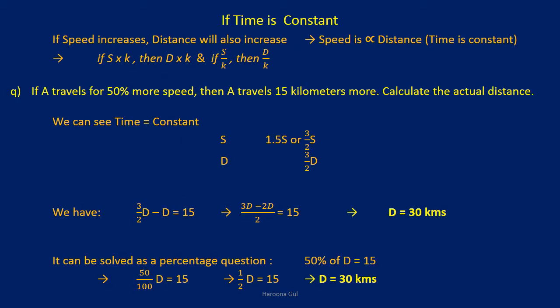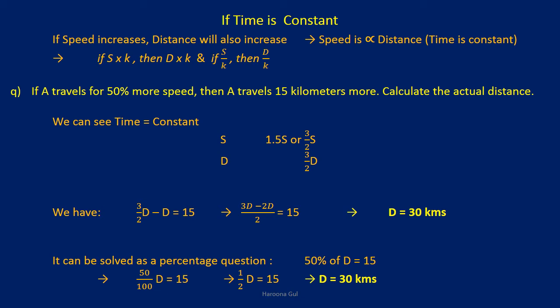We will now see the third and the last scenario where time is kept constant. So if time is constant and if speed increases, the distance will also increase, which implies that speed is directly proportional to distance, provided time is constant. This means that if speed is multiplied by k, that is any number, then d will also be multiplied by k. Or if speed is divided by any number k, then distance would also be divided by the same number k.